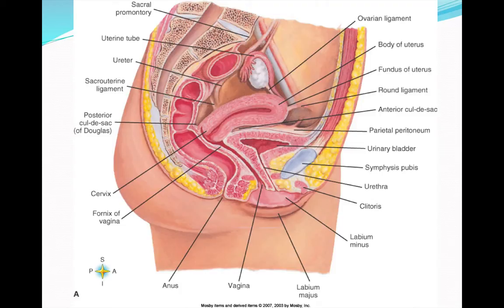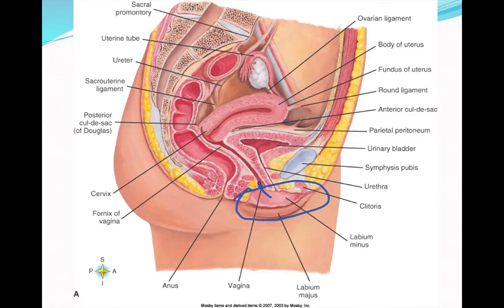Here we see the basic anatomy of the female reproductive system. We have the external genitalia on the outside here. We said that was collectively referred to as the vulva. And we also have the pathway to the essential organs for sperm.